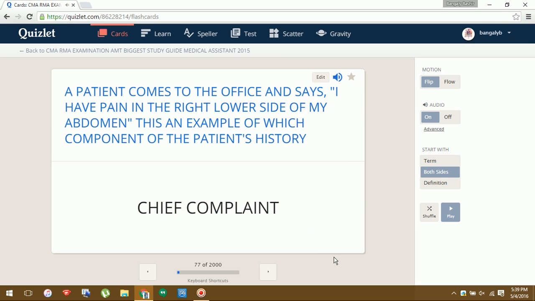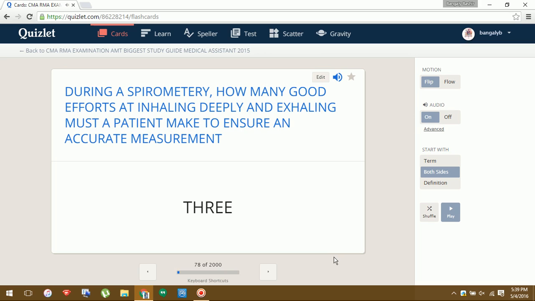A patient comes to the office and says, "I have pain in the right lower side of my abdomen." This is an example of which component of the patient's history? Chief complaint. During a spirometry, how many good efforts at inhaling deeply and exhaling must a patient make to ensure an accurate measurement? 3.